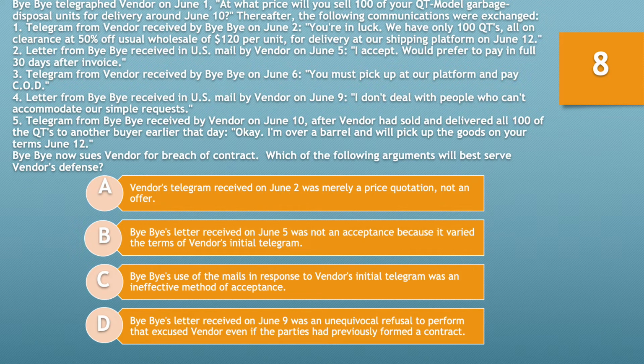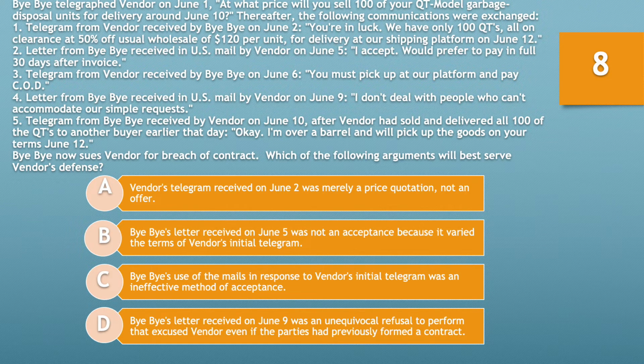Communication number 5. Telegram from Bye-bye received by vendor on June 10th, after vendor had sold and delivered all 100 of the QTs to another buyer earlier that day: Okay, I'm over a barrel and will pick up the goods on your terms June 12th. Bye-bye now sues vendor for breach of contract. Which of the following arguments will best serve vendor's defense?